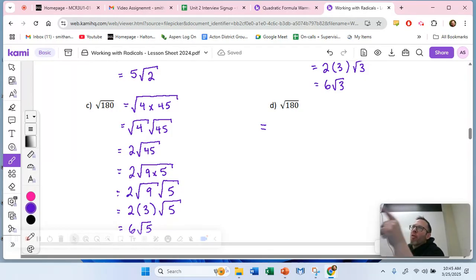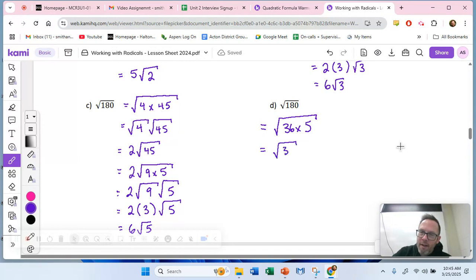Alicia. 36. Guys, check this out. 36 goes into 180. That means I can write 180 as 36 times 5. How do I know it's 5? Well, just do 180 divided by 36. But look, guys, the root of 36 is exactly 6, and we get there much more efficiently.